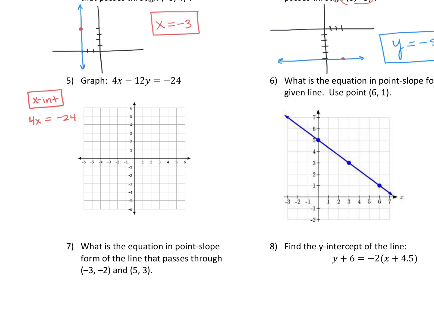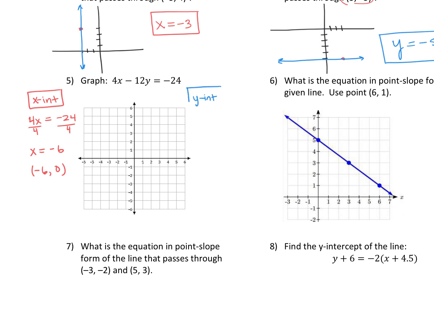We just talked through why the y coordinate is no longer there. Let's divide by 4, so we get x equals negative 6. And then as an ordered pair, the x-intercept is a negative 6 for the x, and we plugged in a 0 for the y. Now let's do the same thing, but let's find the y-intercept.